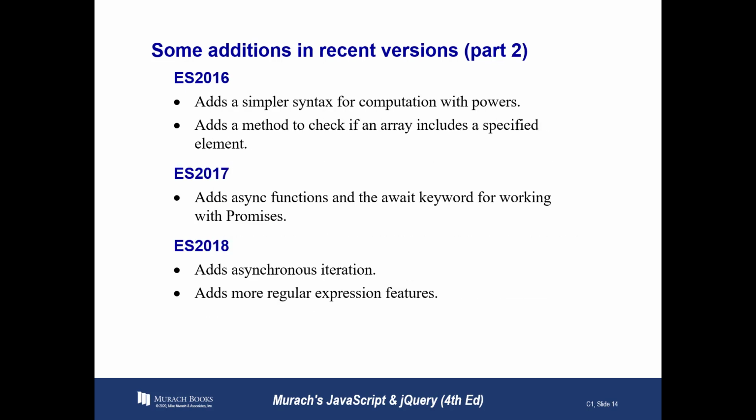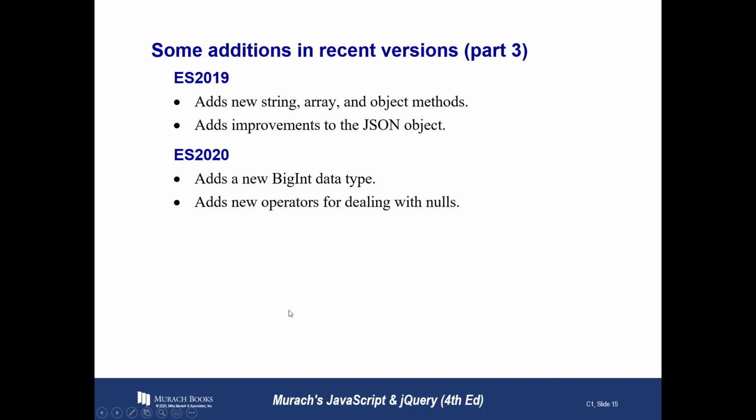ES 2016, again, simpler syntax. 17, that was the async with the await. 18, more asynchronous iteration, more regular expression features. We'll hit on all this stuff, some of it, as you probably guess, more so than others, but we'll talk about everything that's in here. ES 2019, new string, array, and object methods, improvements to the JSON object. 2020, the new BigInt data type, and new ways of working with null.